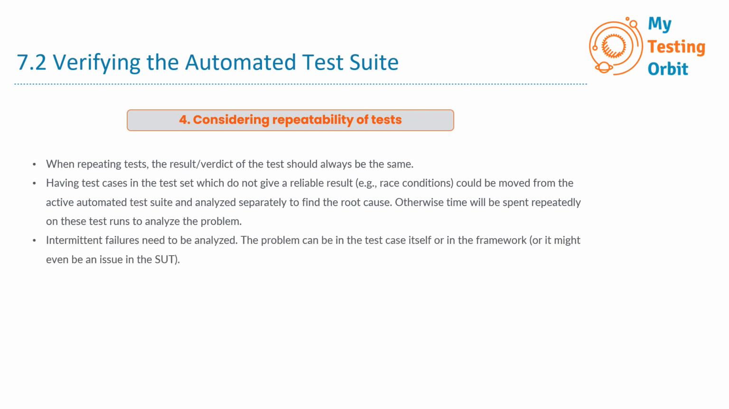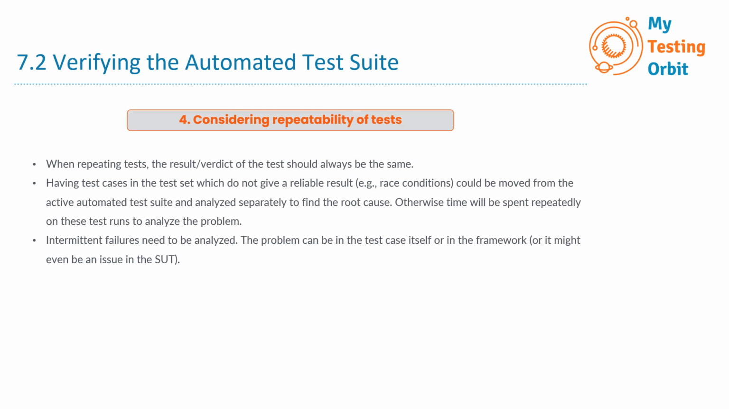Then the next point is intermittent failures need to be analyzed. The problem can be in the test case itself or in the framework, or it might even be an issue in the SUT. Okay, so now over here, there are 3 parts because a problem can be in the test case, in the framework, or in the SUT. So let's take an example of a login test which fails occasionally, even with the correct credentials.